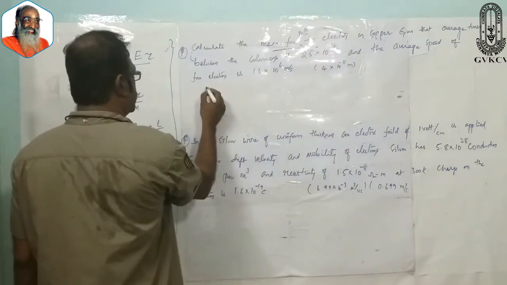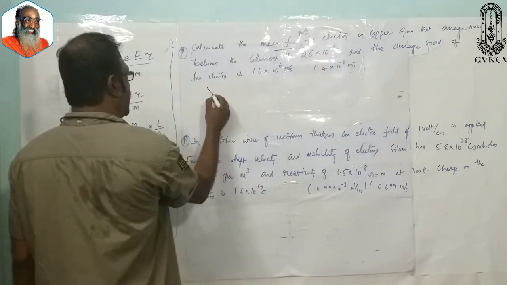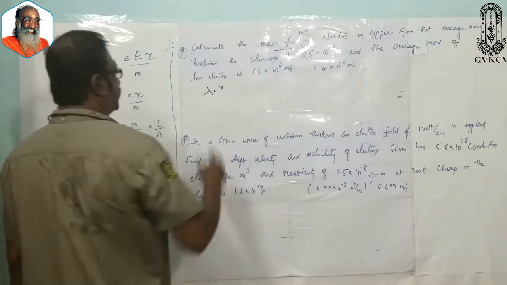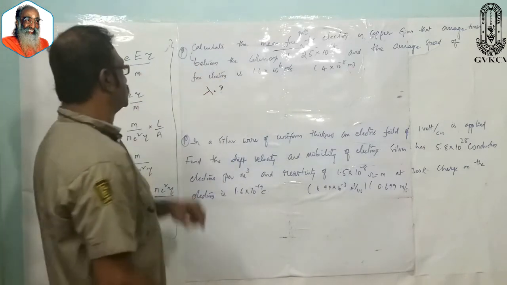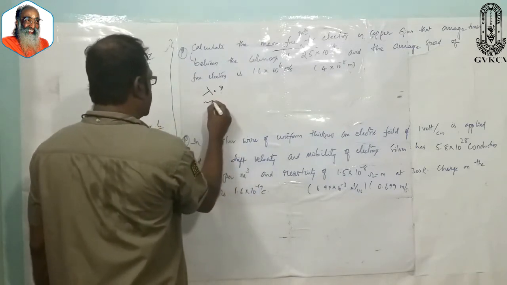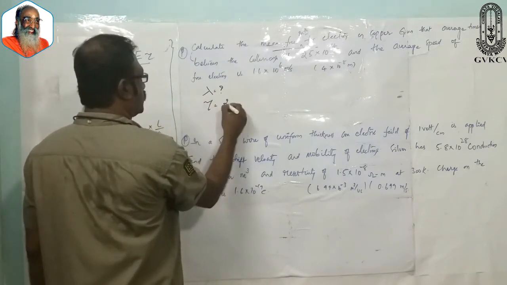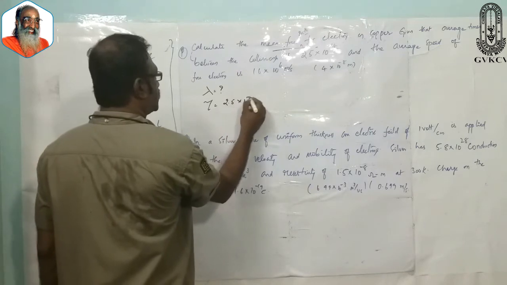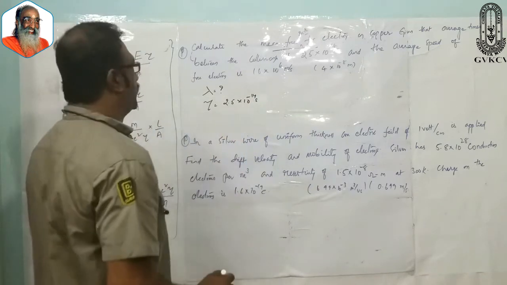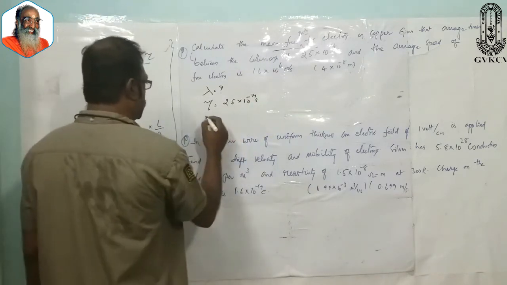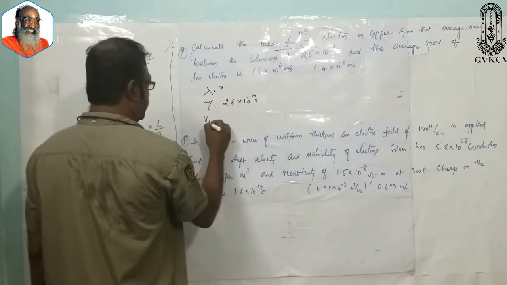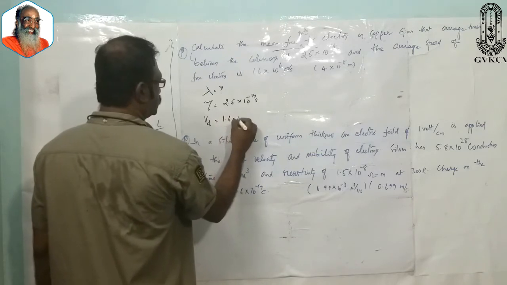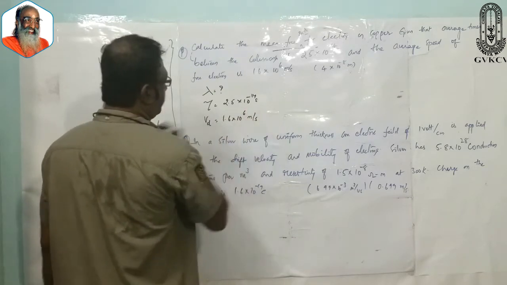How is it denoted? Lambda, mean free path. The average time between the collisions is denoted by the relaxation time, tau, which is 2.5 × 10^-14 seconds. The average speed between the collisions, that is the drift speed, is 1.6 × 10^6 meter per second.